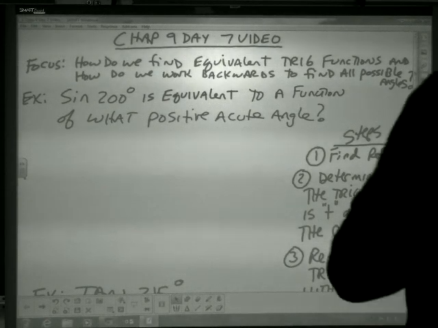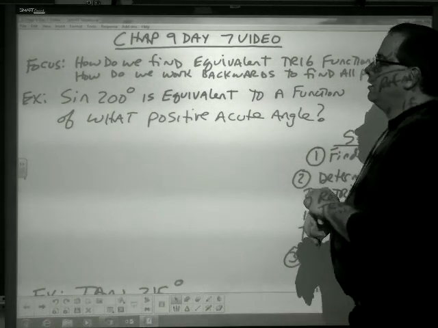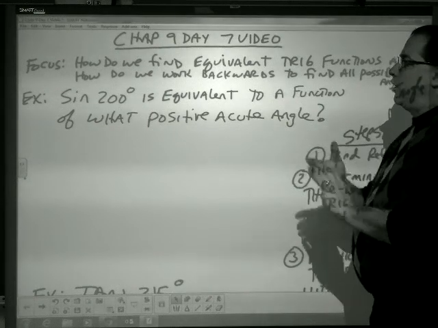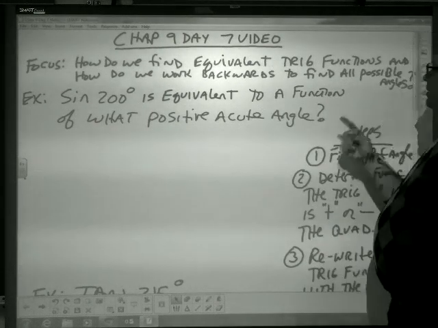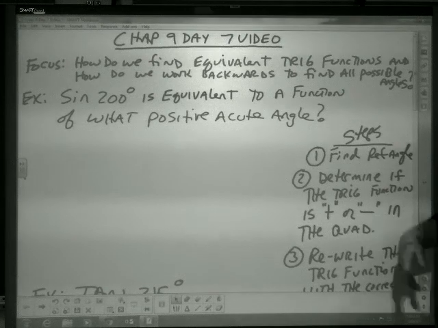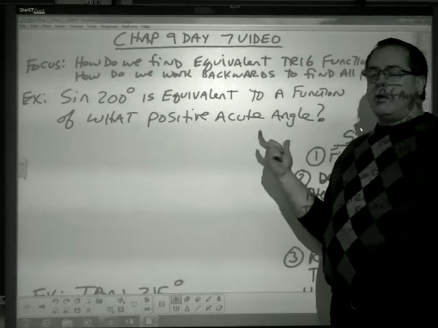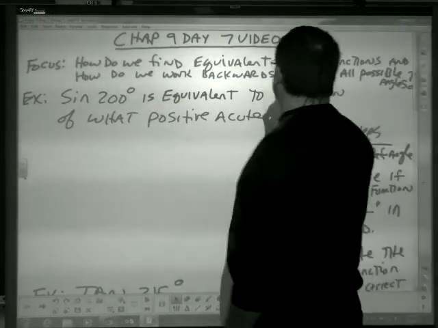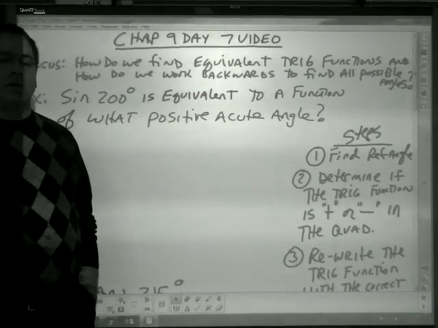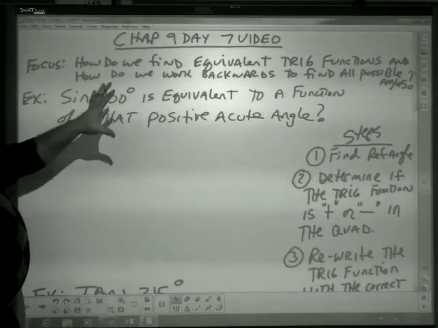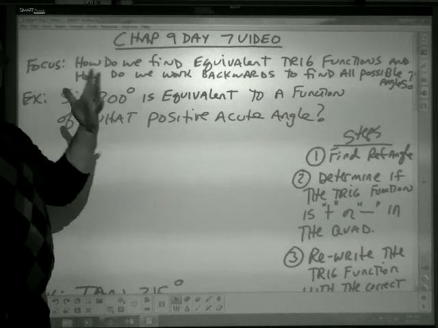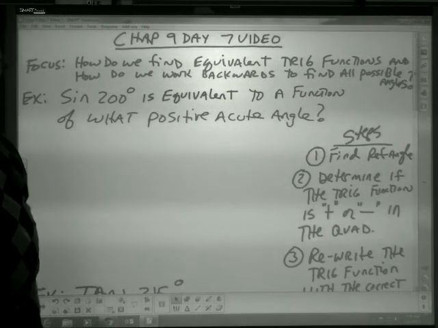All right, chapter 9, day 7. The focus question is how do we find equivalent trig functions? That's one thing we're going to look at today, finding equivalent trig functions. And how do we work backwards to find all possible angles? It's going to be about using this unit circle, using our reference angles, all that kind of stuff that we've been doing.